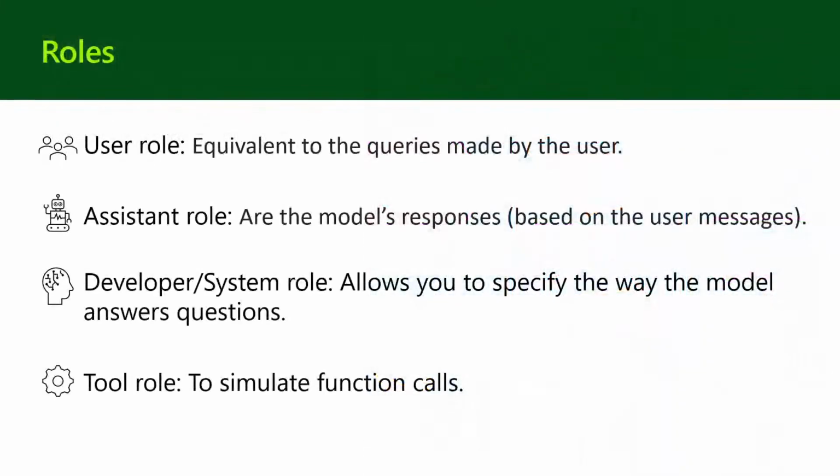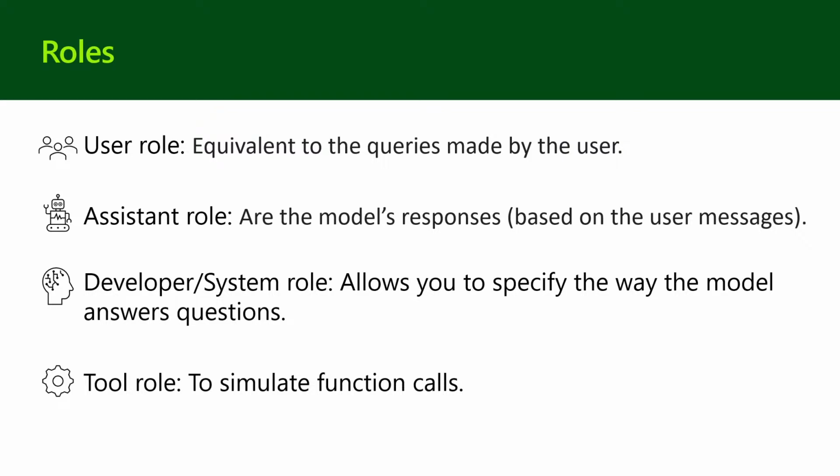So, as I told you, there are different roles in chat history. The first role is the user role. It is equivalent to the queries made by the user. This is you. The second role is the assistant role. Assistant messages are the model's responses based on the user messages, the responses from the LLMs.